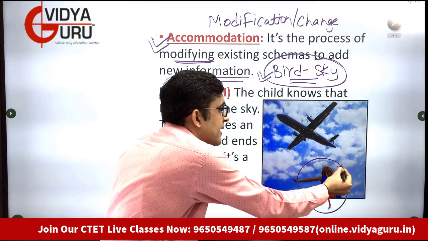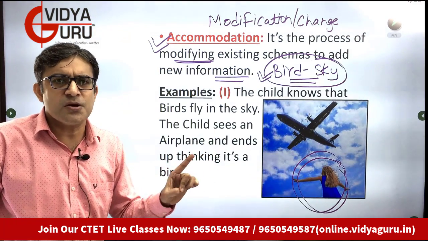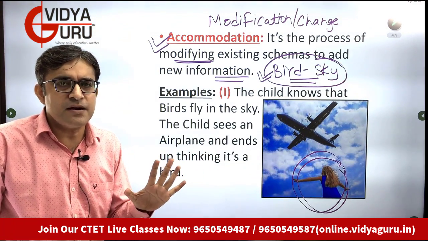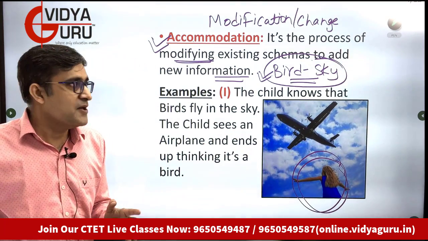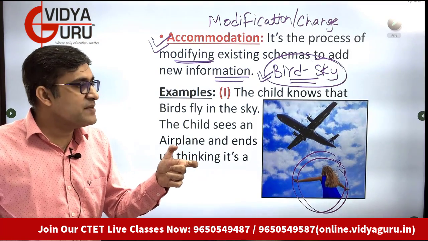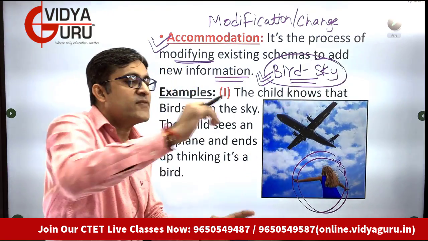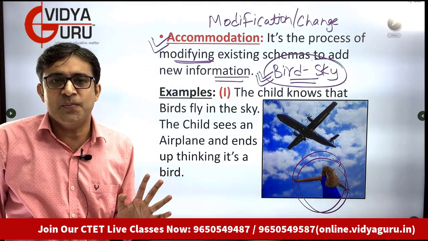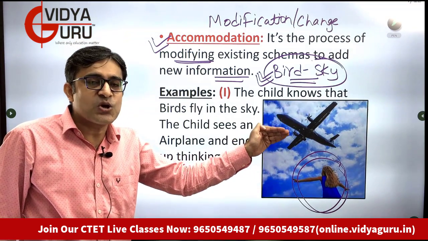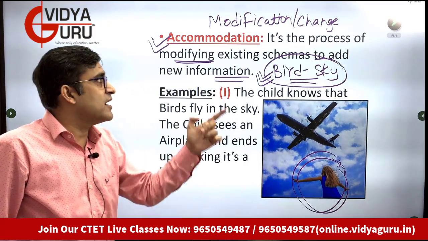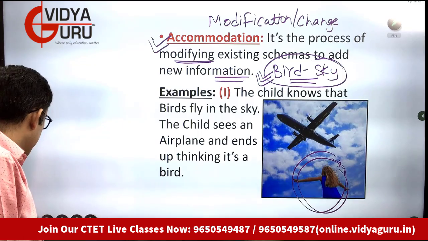Certain other things can also fly in the sky. She looks at an airplane and now she realizes her parents tell her, no, it's not a bird. Don't get mistaken. It's not a bird, it's an airplane. So an airplane can also fly in the sky. So now her schema has got changed, it has got modified. She no longer believes that everything that flies in the sky is a bird. She knows, okay, there are certain other things, that new information has got added. But to do that, she had to change her schema.